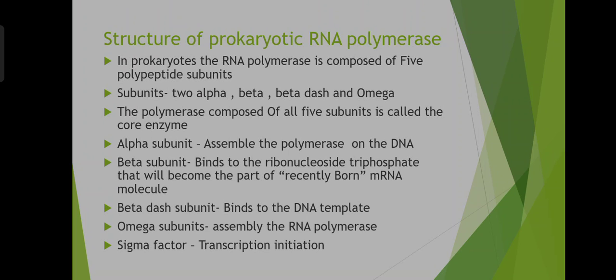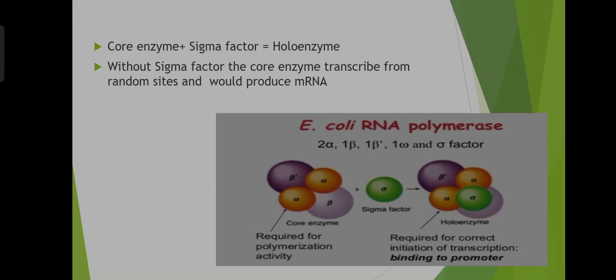The alpha subunit is necessary to assemble the polymerase on the DNA, and the beta subunit binds to the ribonucleoside triphosphate that will become a part of the newly bound mRNA molecule, and the beta dash binds the DNA template strand, and the sigma factor is only involved in the transcription initiation. Core enzyme plus sigma factor is the holoenzyme. Without a sigma factor, the core enzyme transcribes from random sites and could produce mRNA.